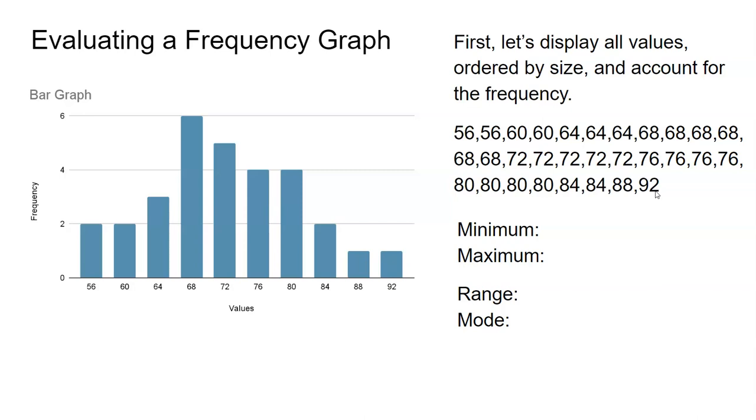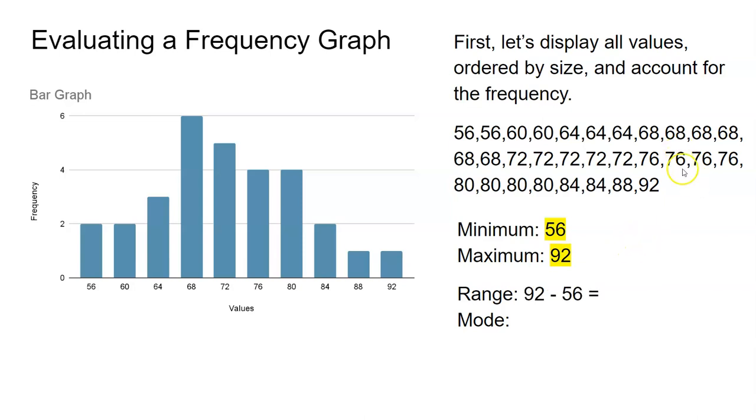And ordering the data this way makes it much easier to find these terms. So the minimum, that's just the smallest value in the whole data set. And because we ordered it, we can clearly see it's 56. And the maximum is just the largest number, which is 92. So we solved those pretty easily. What is the range? Well, as I said before, the range is the difference between the maximum and the minimum value.